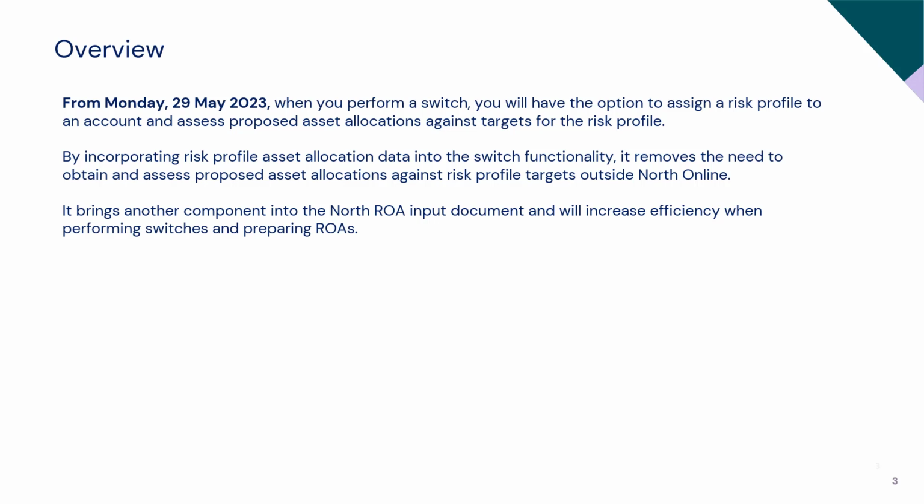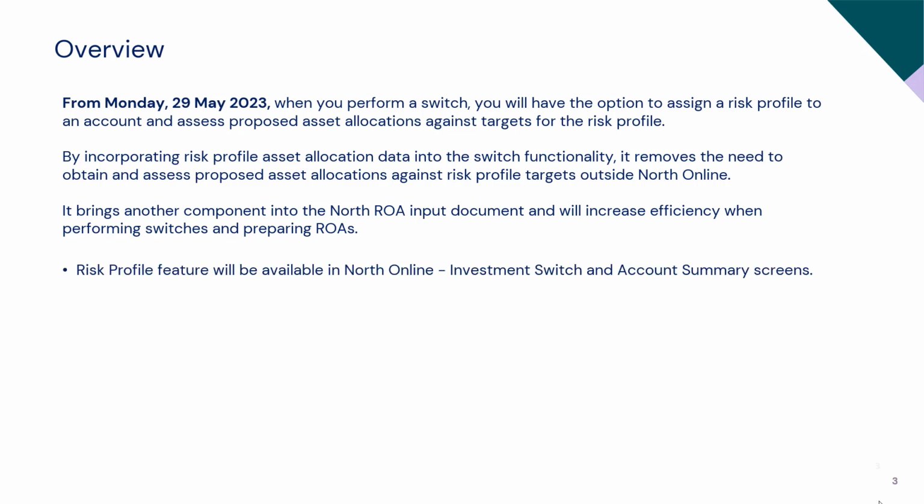From Monday, the 29th of May, when you perform a switch, you'll have the option to assign a risk profile to an account and assess proposed asset allocations against targets for the risk profile. By incorporating risk profile asset allocation data into the switch functionality, it removes the need to obtain and assess proposed asset allocations against risk profile targets outside North Online. It brings together another component of the North Record of Advice input document and will increase efficiency when performing switches and preparing Record of Advices.